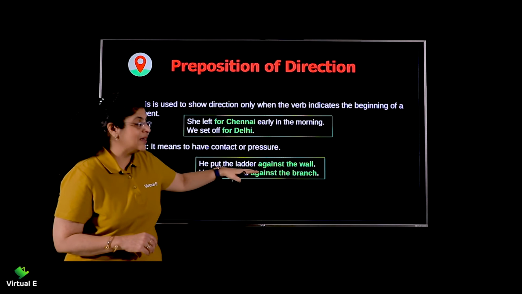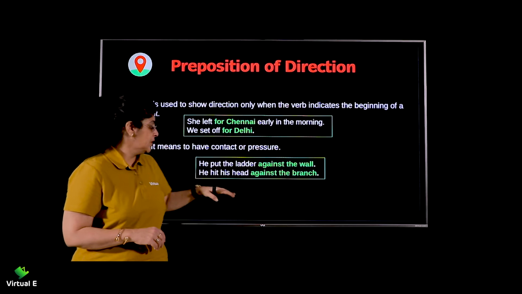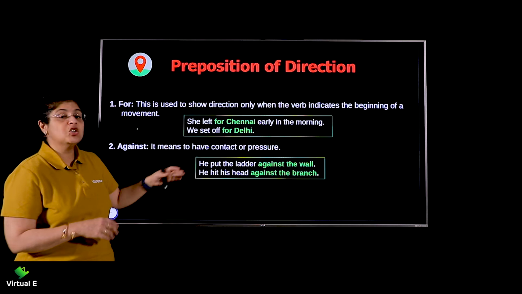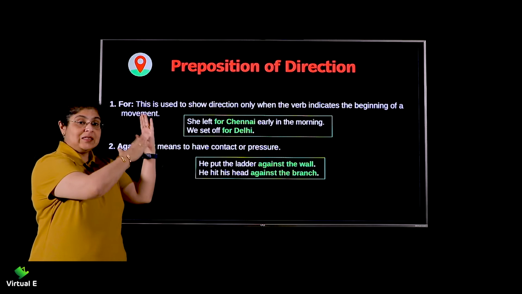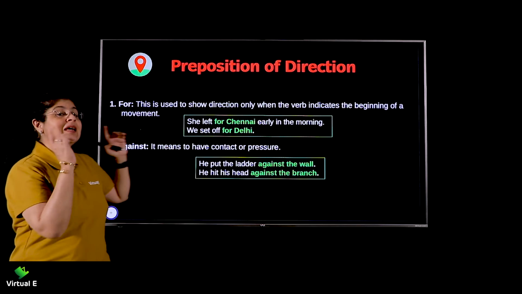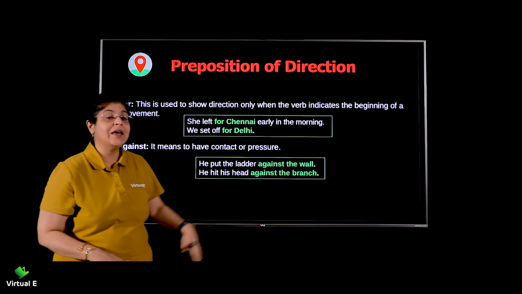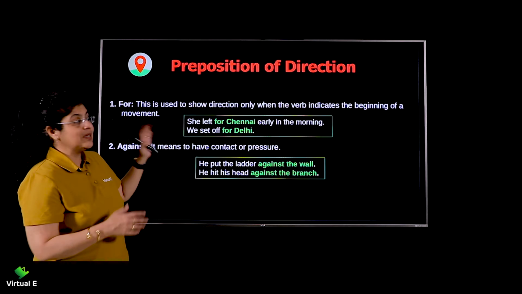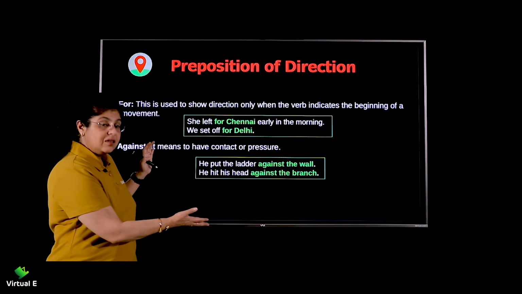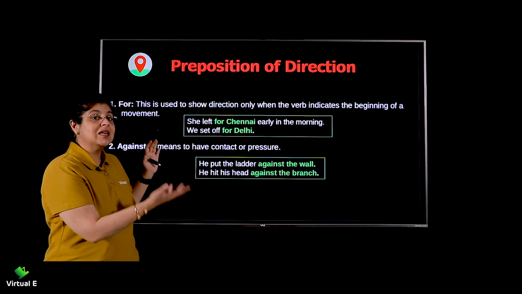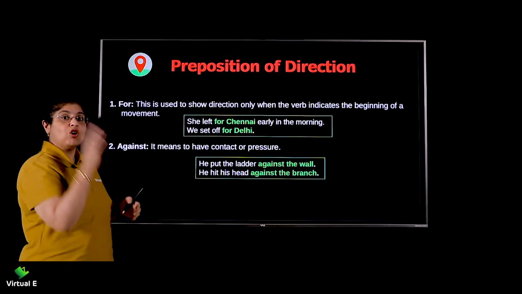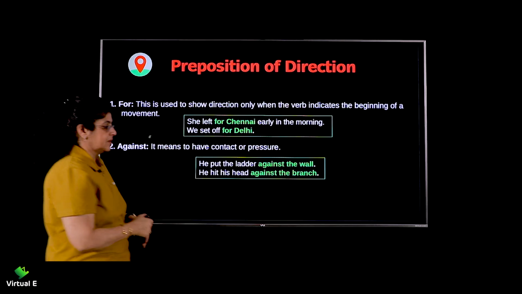Against, it means to have contact or pressure. He put the ladder against the wall. He hit his head against the branch. So here it is showing contact. So this is the wall and this is the ladder. So you're putting it here. So it's coming in contact, and he hit his head, that's pressure, against the branch. Yes, when we say the television or the blackboard is against the wall, it is in contact with it. Yeah, it's not on the wall, it's against it.